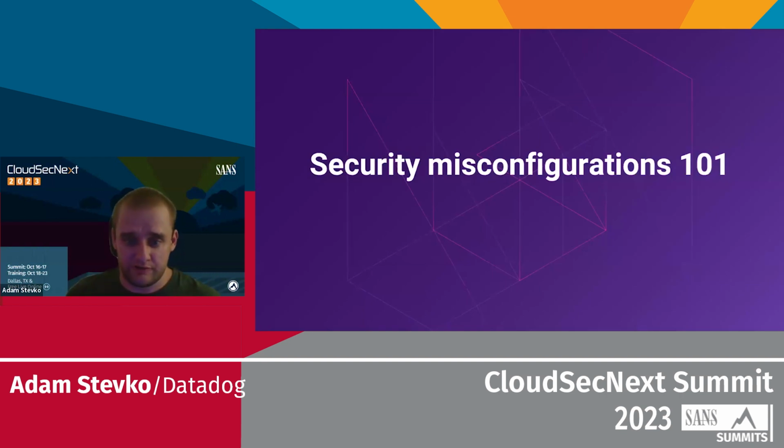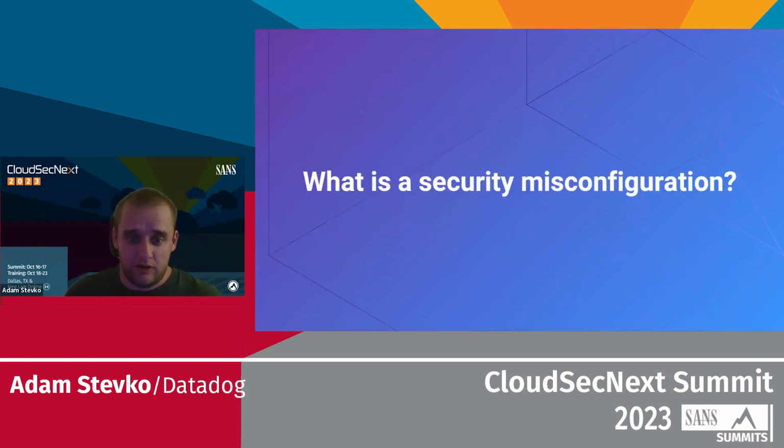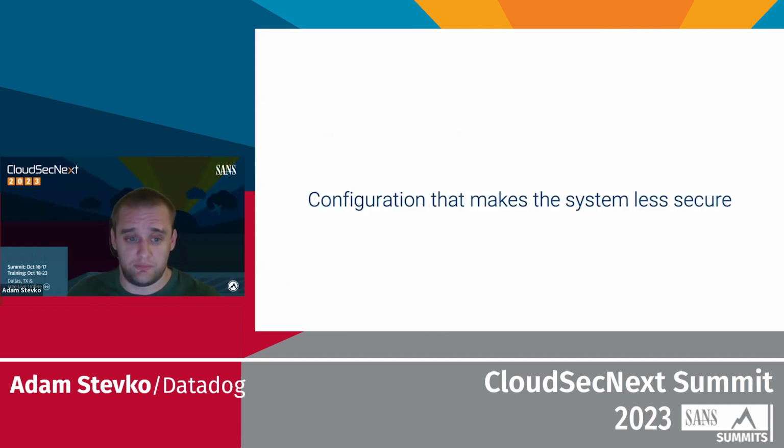For the context of this presentation, I would like to define what we consider a security misconfiguration. I settled on a definition that a security misconfiguration is a configuration that makes the system less secure. Think of it like, for example, a public S3 bucket, an open Redis port, open internet ports through security groups, exposed database snapshots, and so on.